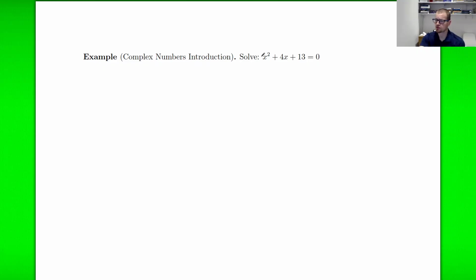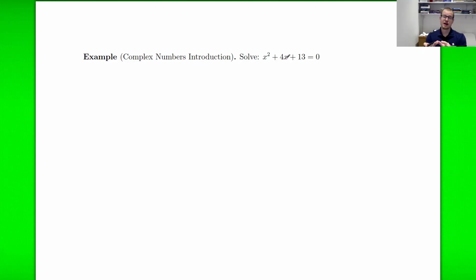Here, since we have a coefficient of 1, we'd be looking for two numbers that multiply to 13 and add to positive 4. 13 is a prime number, so our only possibility is 1 times 13. And 1 plus 13 is 14, not 4. So I can't factor this. Since it doesn't factor with integer coefficients, I would have to take some different approach.